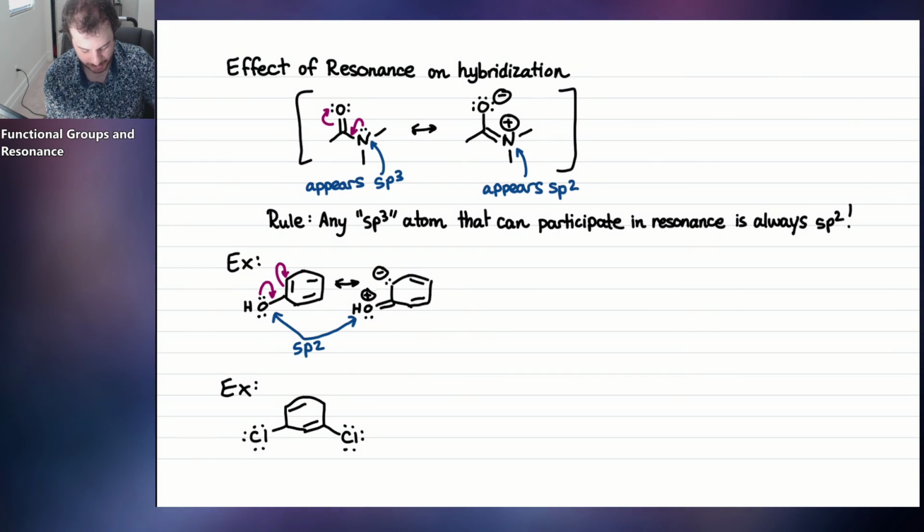So that means the chlorine on the left is sp3 because it cannot participate in resonance. And the chlorine on the right, since it's a lone pair next to pi, can participate in resonance, so it's sp2. Let's do one more example.